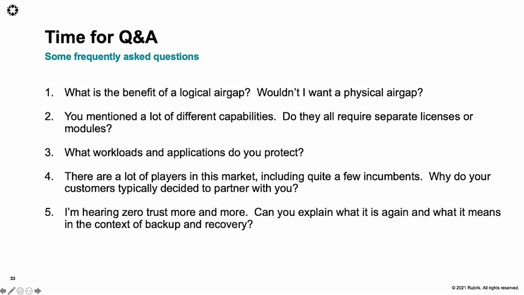And then number 5, I'm hearing zero trust more and more. Can you explain it again? What does it mean in the context of backup and recovery? So zero trust again is never trust anyone. Instead of trust but verify, never trust anyone. That can be in the context of my storage, so never trust anybody trying to manipulate data. It can be in the context of anybody trying to log into the system, and it can be in the context of, hey, I don't trust my process, like we talked about with Estee Lauder.